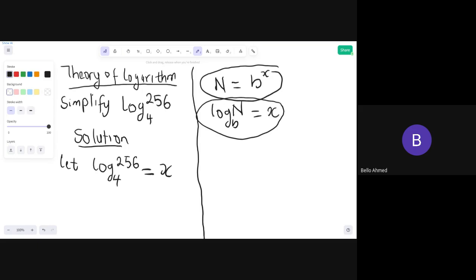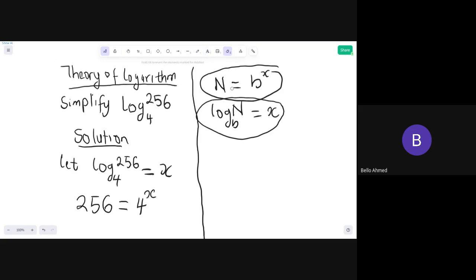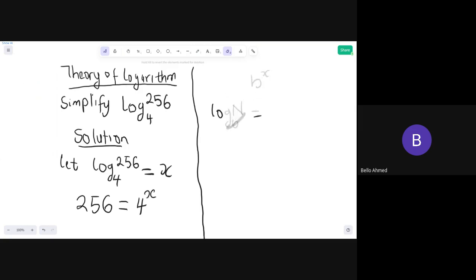So what are we going to say? We are going to say that the number, which is 256, will be equal to 4, which is the base. You're going to write the 4, right? And the logarithm, which is that x, will be the power here. So that is how to change it to indices form. Now, I have changed it like that. That means the problem has completely left the logarithm form, and it is now in indices form. So everybody should know how to deal with this indices form.